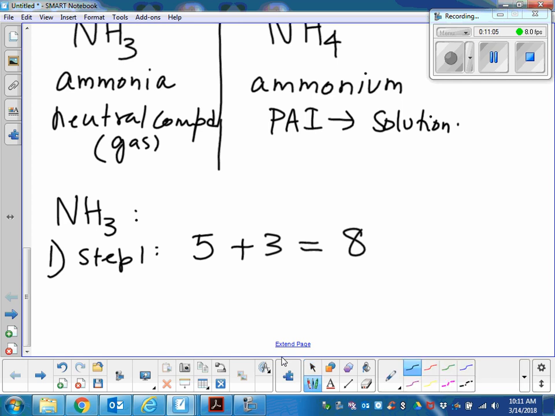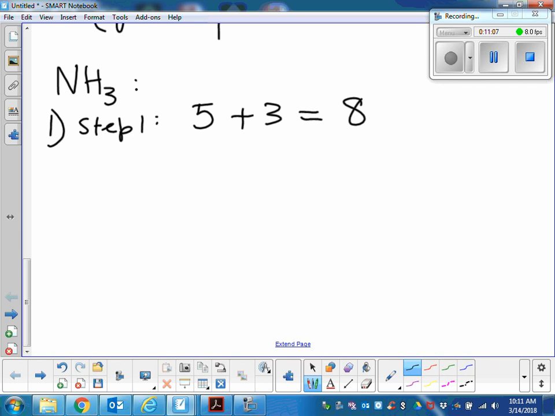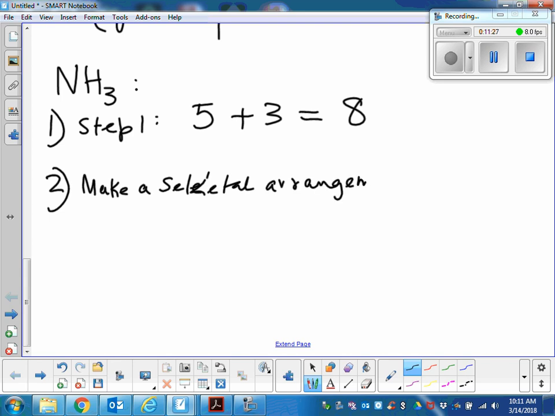Alright? So now we have to arrange the elements in the compound so that we can draw the Lewis dot structures and distribute. So step 2, make a skeletal arrangement. Alright? What does that mean? I have 1 nitrogen and 3 hydrogens. Skeletal arrangement should mostly be symmetrical. Alright? So what will I put in the middle? Which element will I put in the middle? Nitrogen. And then I arrange the 3 hydrogens around it.